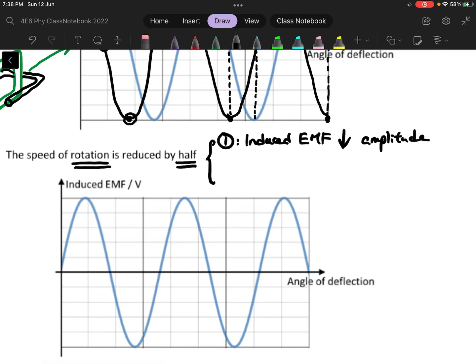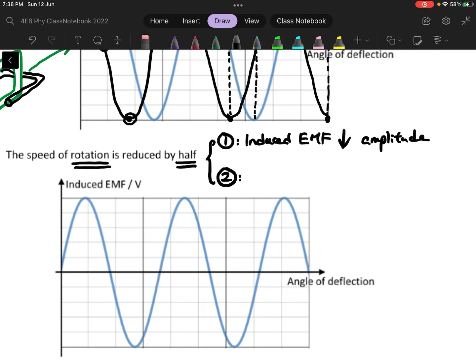But because it is being rotated at a slower speed, the frequency of it coming out will also be lowered, right? Because now it is spinning slowly, the time taken for one complete oscillation will be longer. So the frequency of my EMF alternating will be lower.